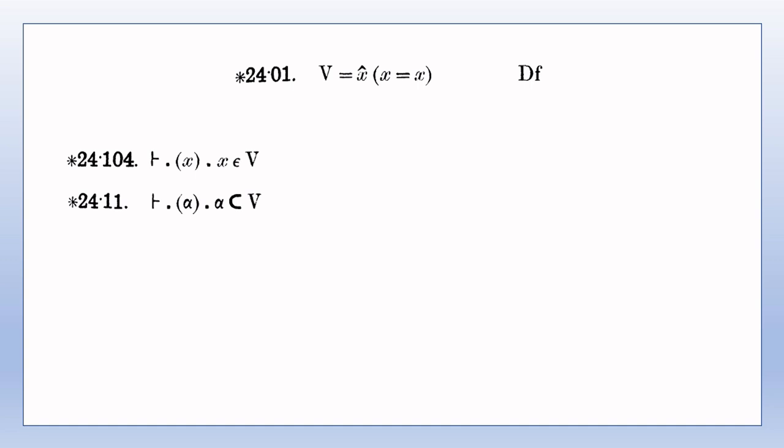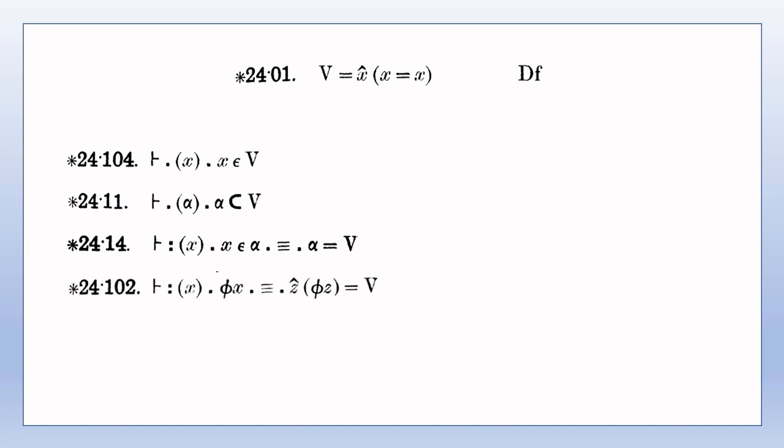And this is since any class is determined by its membership, but is also given in proposition 24.14, which says that any class such that every x is a member must be equal to the universal class. Moreover, we see in proposition 24.102 that any propositional function which is always true determines a class which is equal to the universal class. In other words, any propositional function which is always true could be used in place of the propositional function x equals x to define the universal class.